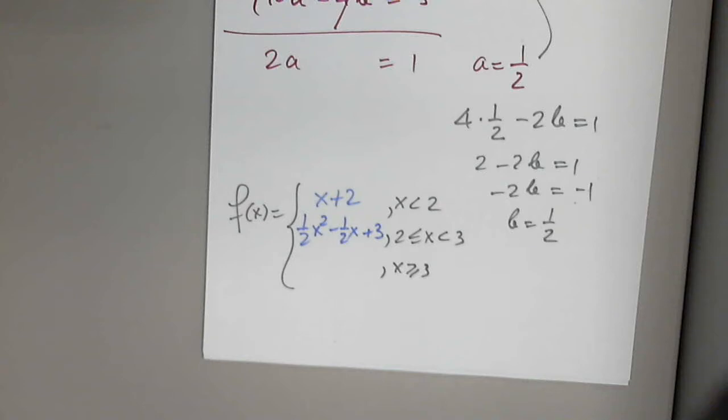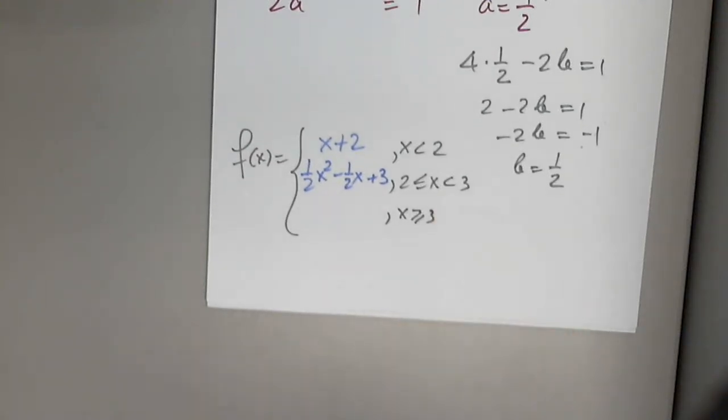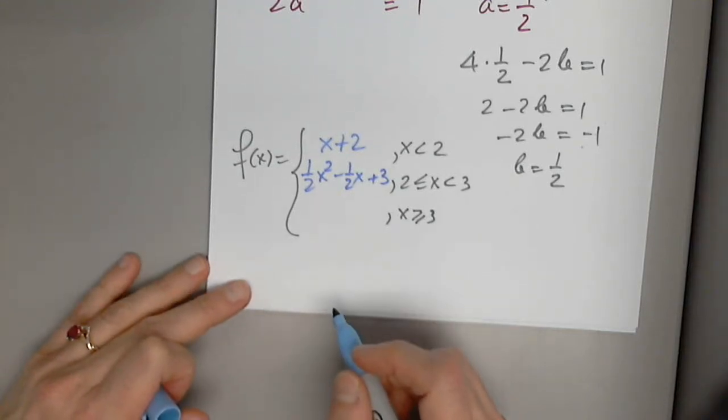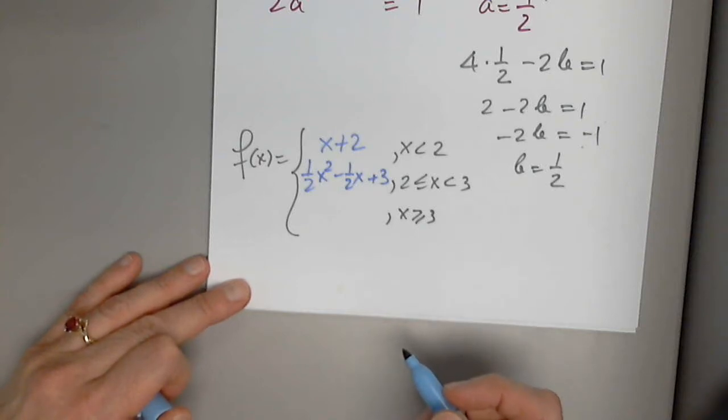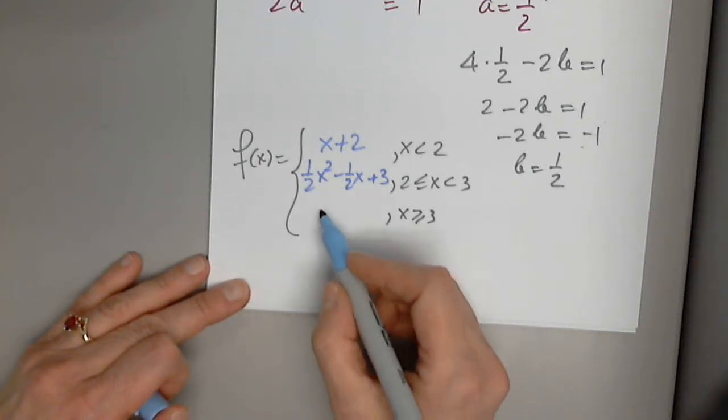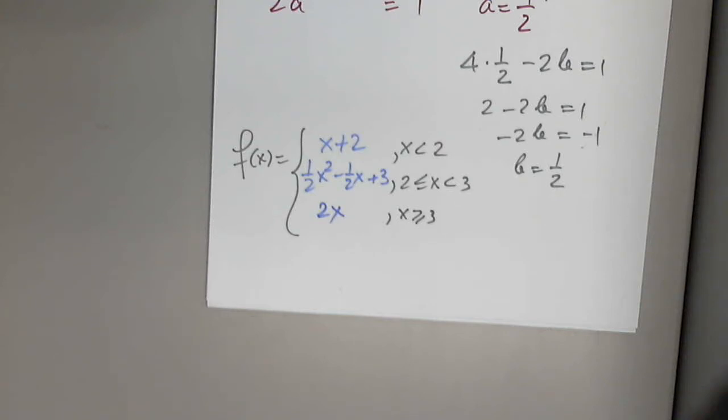Can anyone dictate the last branch? But a is 1/2, b is 1/2, so 2x minus 1/2 plus 1/2. They cancel. That's it. What can you say about this function? It is continuous everywhere. We determined the unique a and b that make this function continuous everywhere.